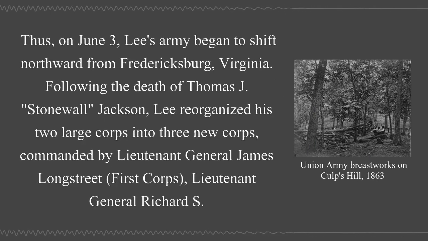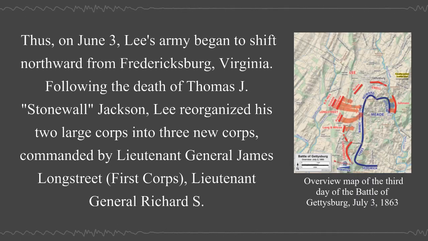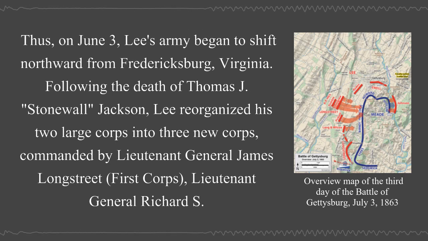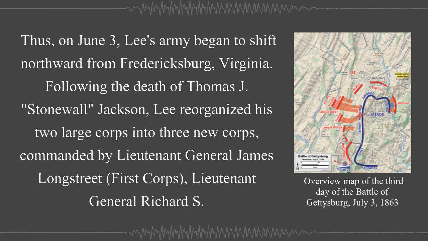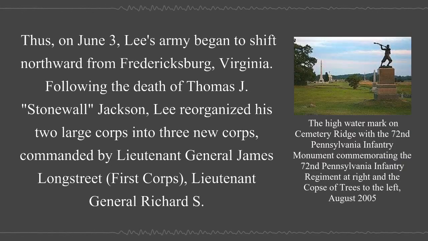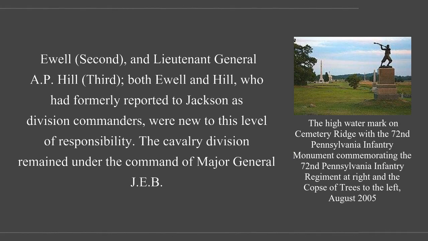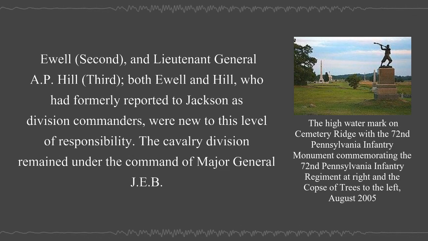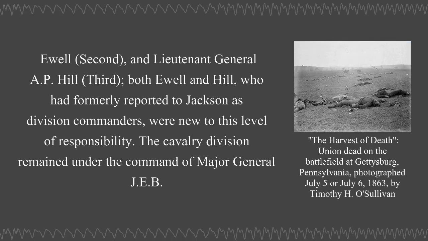Thus, on June 3, Lee's army began to shift northward from Fredericksburg, Virginia. Following the death of Thomas J. "Stonewall" Jackson, Lee reorganized his 2 large corps into 3 new corps, commanded by Lieutenant General James Longstreet, 1st Corps, Lieutenant General Richard S. Ewell, 2nd, and Lieutenant General A.P. Hill, 3rd. Both Ewell and Hill, who had formerly reported to Jackson as division commanders, were new to this level of responsibility.